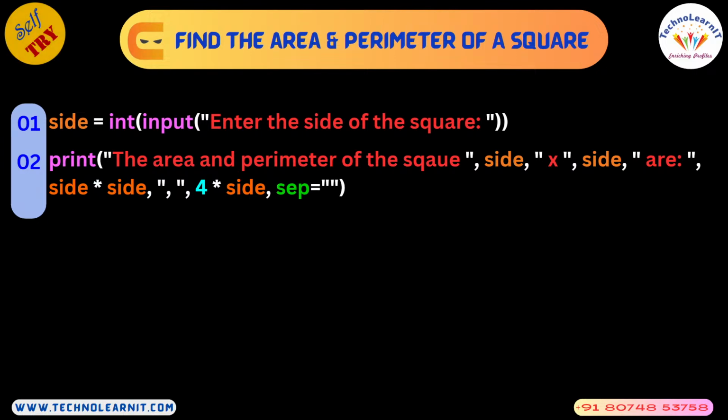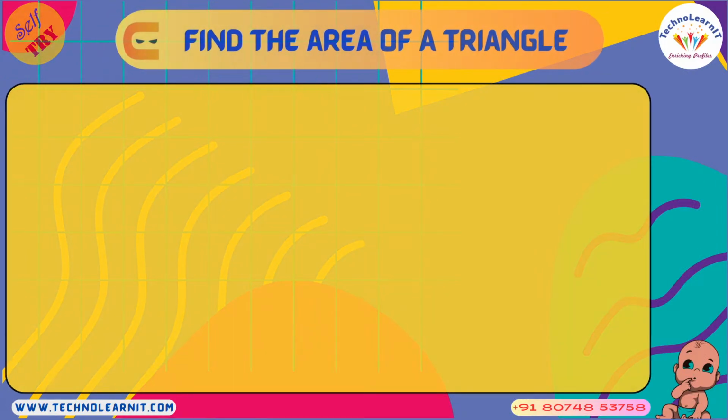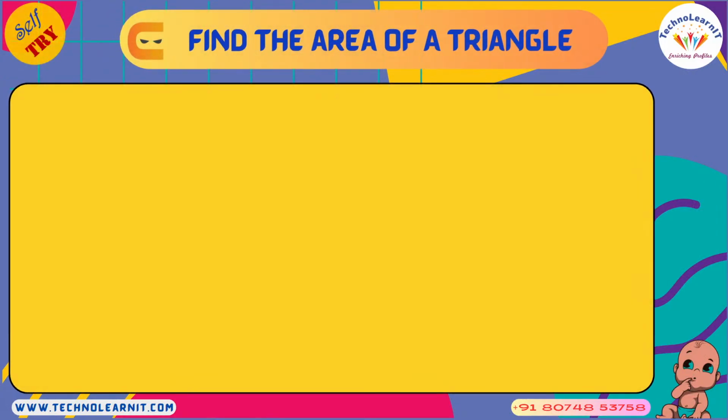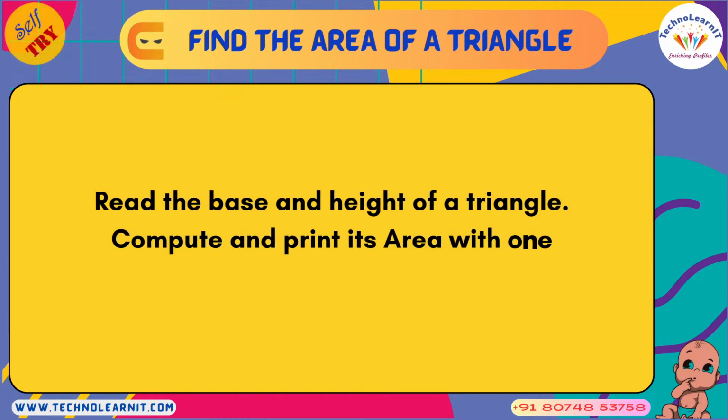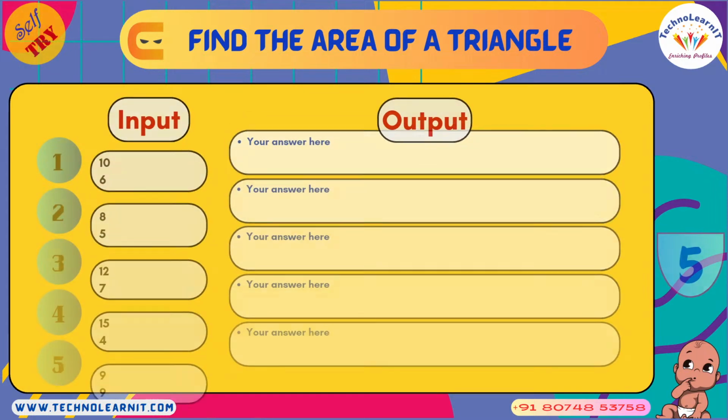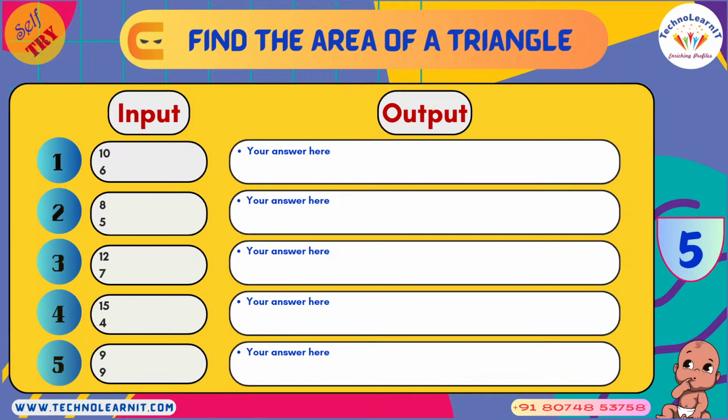All right. The next one is to find the area of a triangle. Read the base and height of a triangle. Compute and print its area with one decimal digit. Well, to find the area of a triangle, we need to know its base as well as its height.